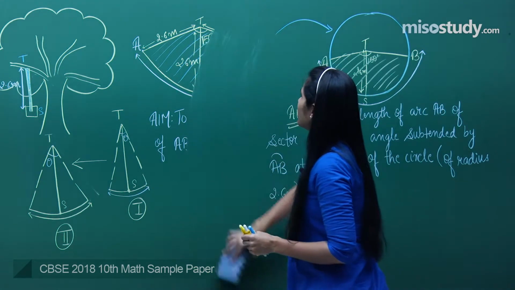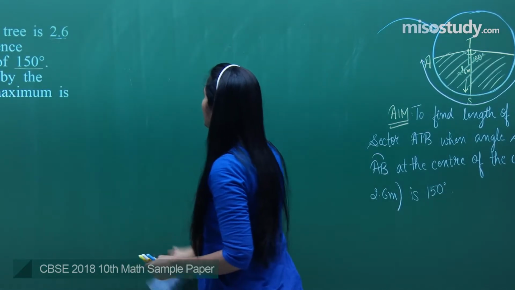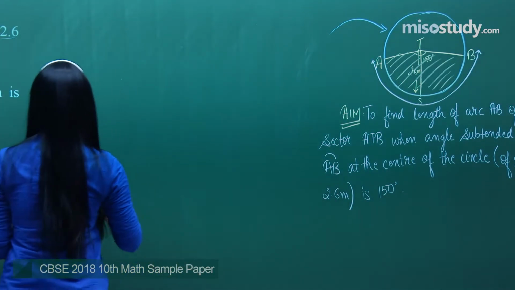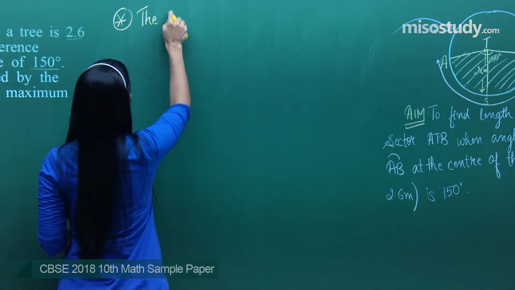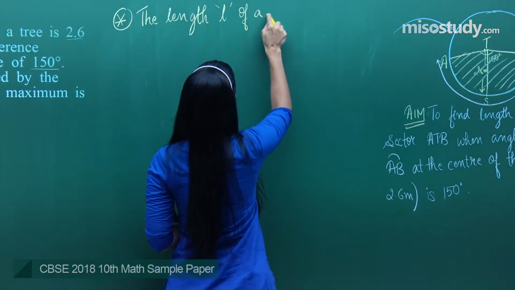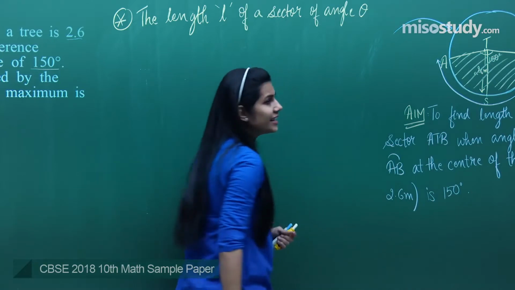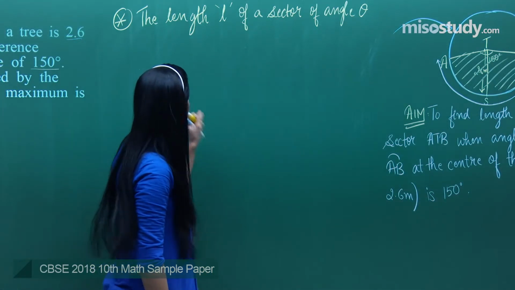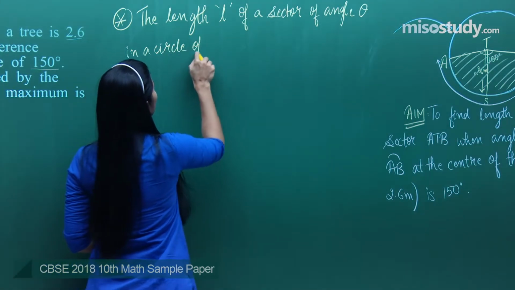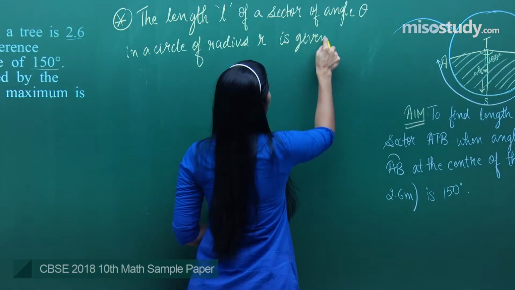Well, over here, what is required is the formula of finding the length of the arc of a sector when the angle of that sector is known to us. And so, the formula which comes into picture is the length L of a sector of angle theta. So suppose I know theta, and L is something that I don't know. So the length L of a sector of angle theta in a circle of radius r is given by.